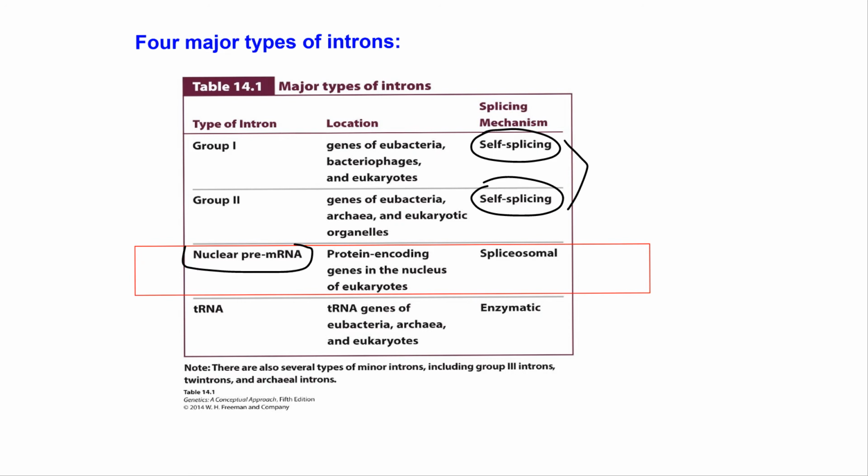Those are introns which you can find in protein coding genes in the nucleus of eukaryotic cells. To splice these introns, a cell uses spliceosomes. Spliceosomes are huge complexes which comprise proteins and small nuclear RNAs. And the last group of introns we can find in tRNA, in eubacteria, archaea, and eukaryotes, and this can splice enzymatically.